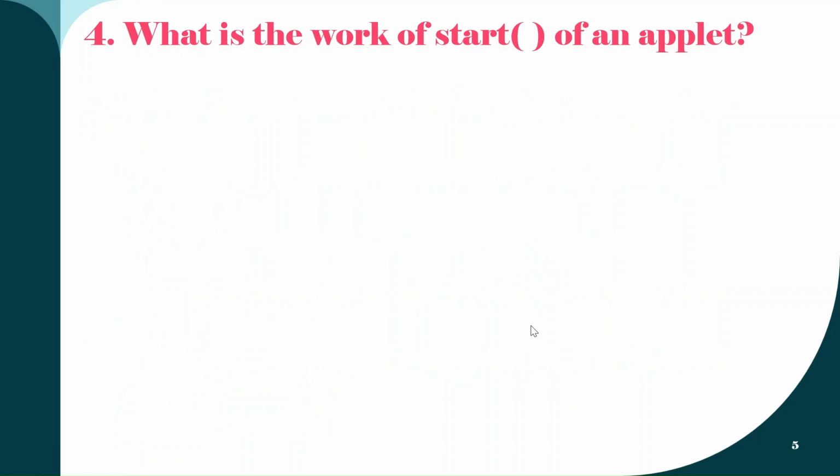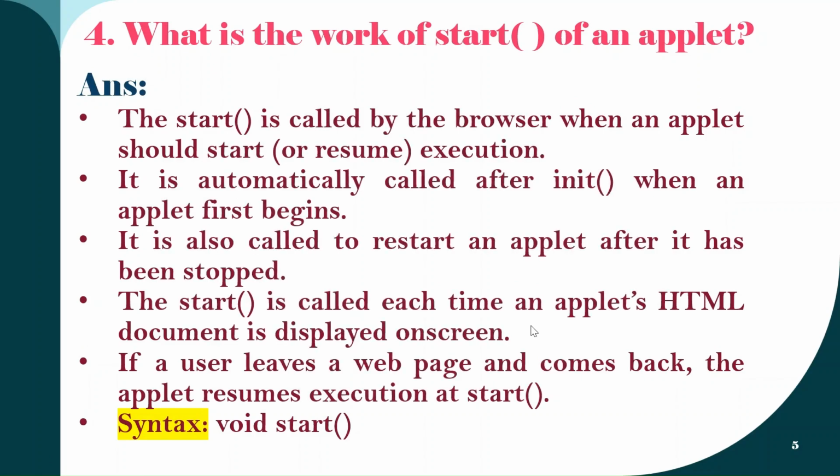What is the work of the start method of an applet? The start method is called by the browser on an applet to start or resume execution. The start method and stop method are basically for temporary purpose. Suppose you have a web page with Applet running and you just skip from the particular window to the other window, then the Applet in the previous window stops. Again, we just go back to the previous window, again the Applet restarts. So here the start method or the resume of the start can be done by the browser.